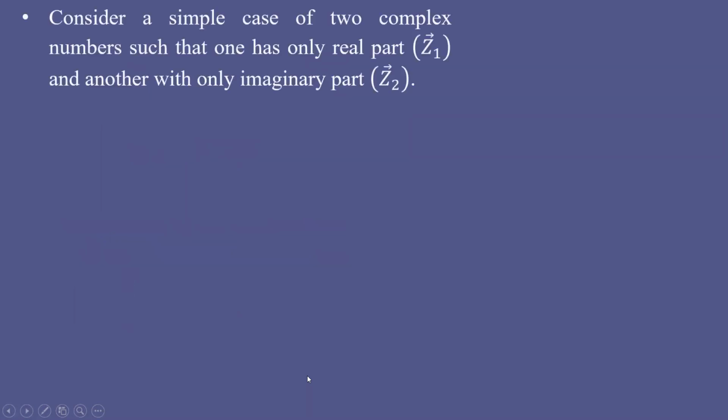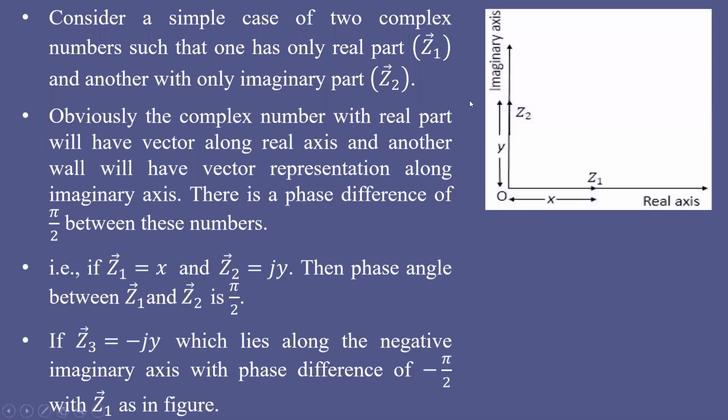Okay. Finally, I will try to represent the complex number in the complex plane. Consider a simple case of two complex numbers such that one complex number has only real part. Z1 is having only real part, imaginary part is 0, and another complex number with only imaginary part, where the real part of Z2 is 0. Z2 is having only imaginary part. Z1 is having only real part. So how to represent this Z1 and Z2 in a complex number plane? So this is how you can represent.